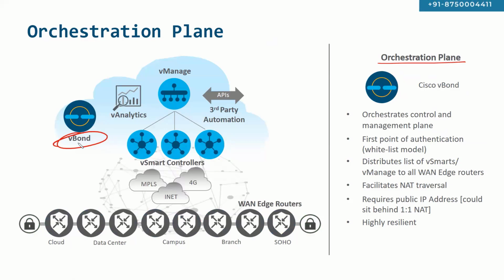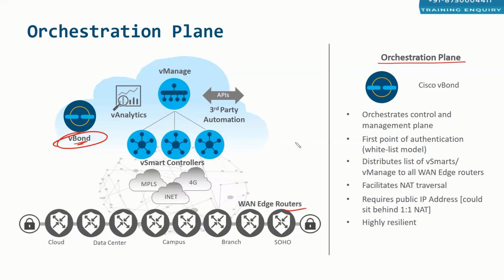Remember that the orchestrator, or this vBond, is always going to work as a mediator for the different components. What happens in the Cisco SD-WAN architecture is that whenever you power on any component, and when I say any component, that includes your vManage, vSmart, and of course your managed routers. So it's including all of your components here.